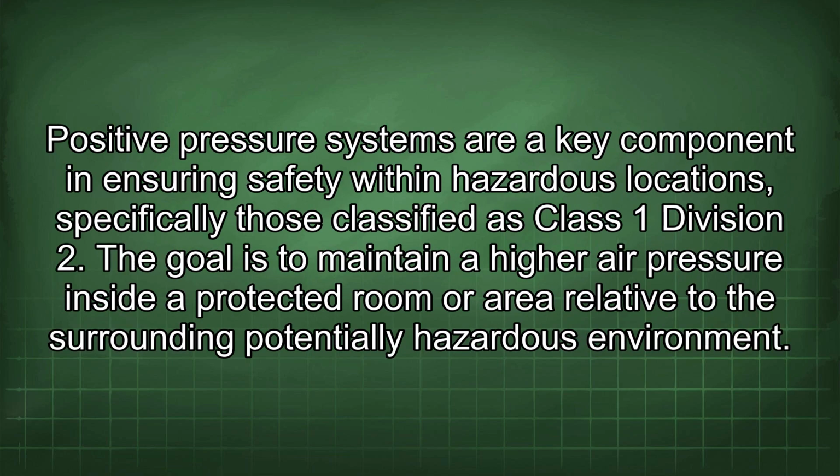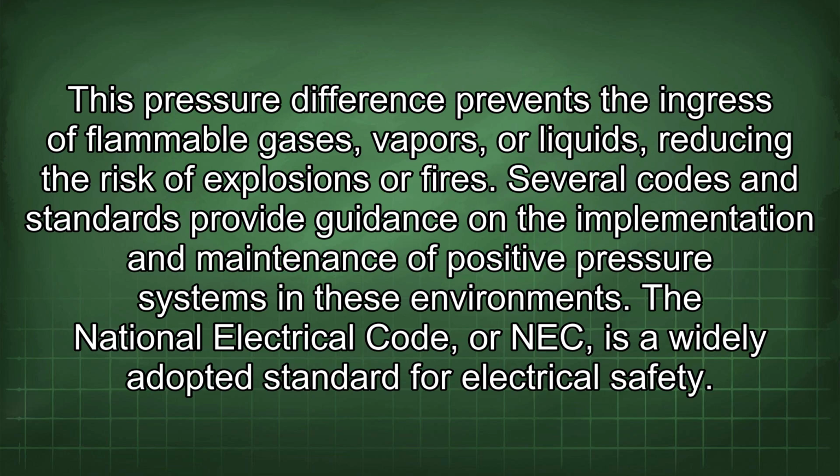Positive pressure systems are a key component in ensuring safety within hazardous locations, specifically those classified as Class 1 Division 2. The goal is to maintain a higher air pressure inside a protected room or area relative to the surrounding potentially hazardous environment. This pressure difference prevents the ingress of flammable gases, vapors, or liquids, reducing the risk of explosions or fires. Several codes and standards provide guidance on the implementation and maintenance of positive pressure systems in these environments.